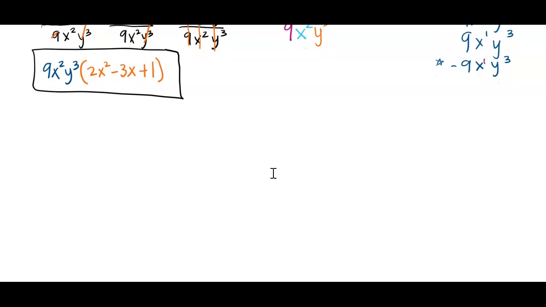Okay, let's look at this one. This one might be a little bit easier to swallow. Let's try this. So what if I have 21x to the third plus 14x squared plus x? Okay, so I want you guys to try this from start to finish. So figure out what the GCF is, factor that part out, and then put the leftovers in parentheses next to it.